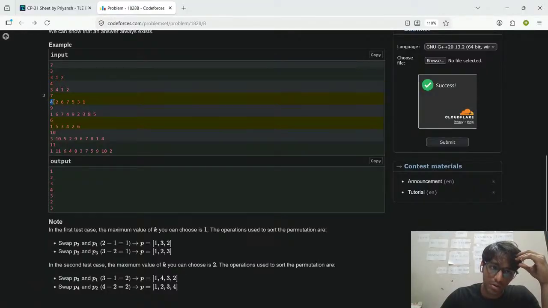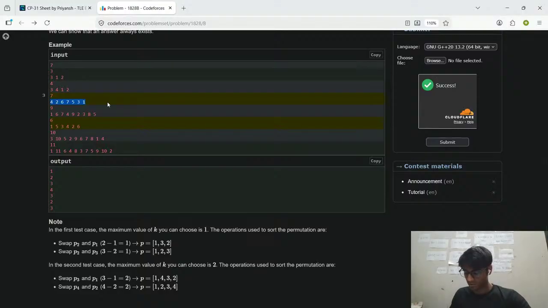So what about this? Should be... I'll try for the fourth one as well because I'm still confused. I'm trying it on all these cases on my copy.